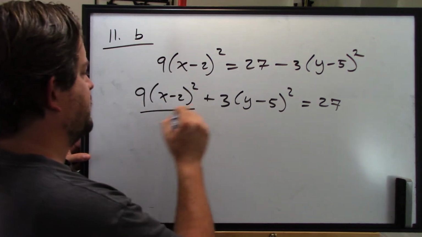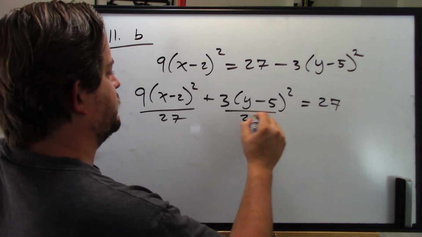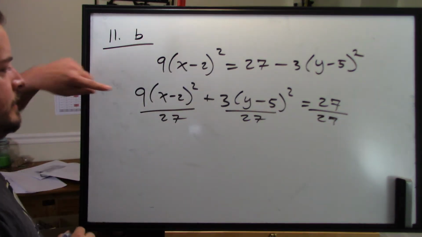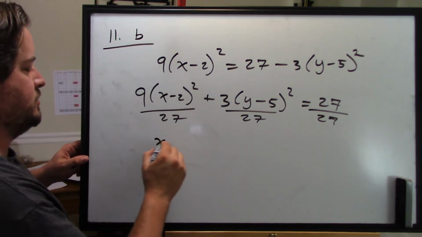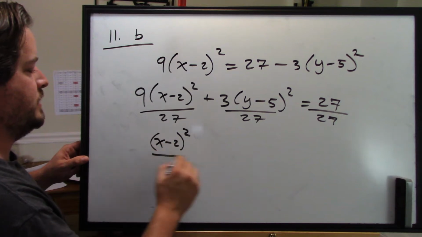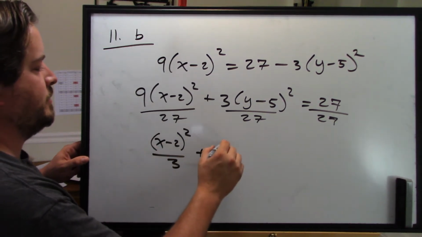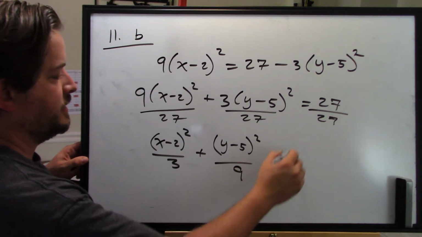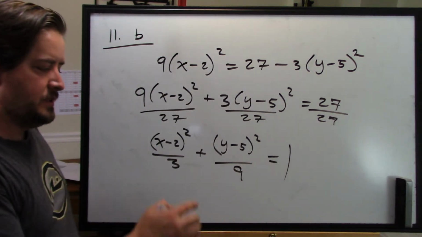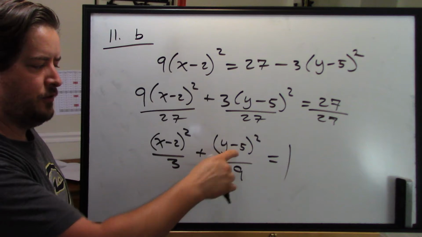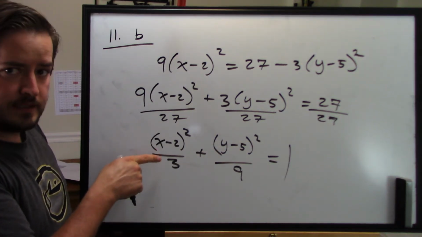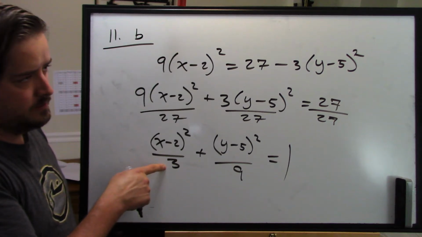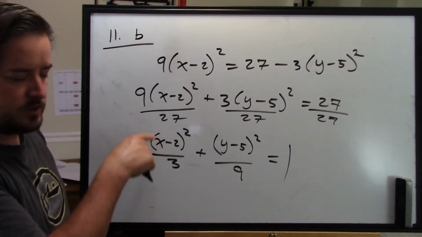So I'm going to divide everything by 27 so that this whole thing is equal to 1 on the right-hand side. This turns into x minus 2 squared over 3 plus y minus 5 squared over 9 is equal to 1. It is indeed an ellipse, centered at 2, 5. My minor axis has a radius of 3. Well, sorry, root 3 times 2, right?